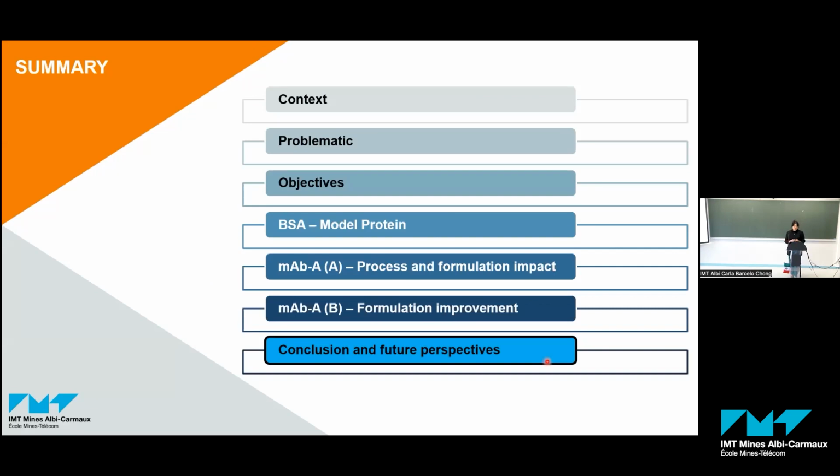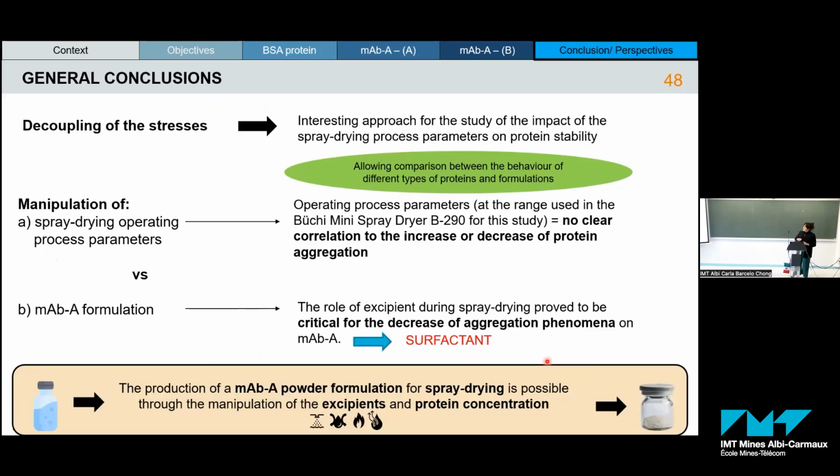And finally, for the conclusions and future perspectives of this work, first of all, I want to point out that the decoupling of stresses is a very interesting approach to study the 2 possible stresses, which are thermal and dehydration, and shear rate, generated during spray drying, in different setups, which allow us to manipulate the different regimes of temperatures and shear rates we are generating. And it's important to note that we can use them for different types of proteins and formulations to compare among them.